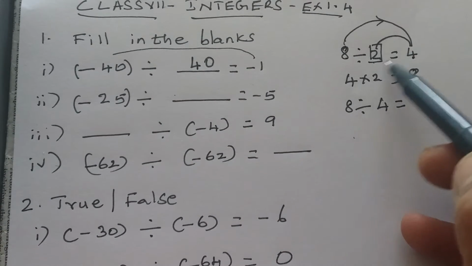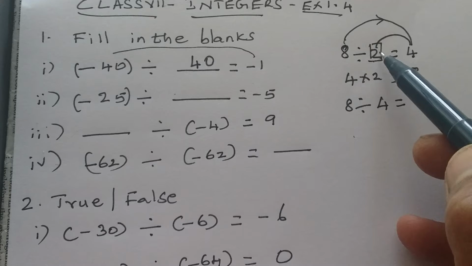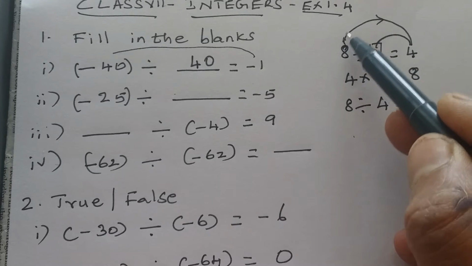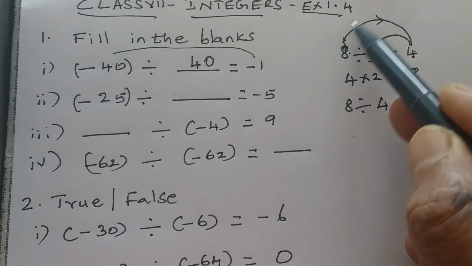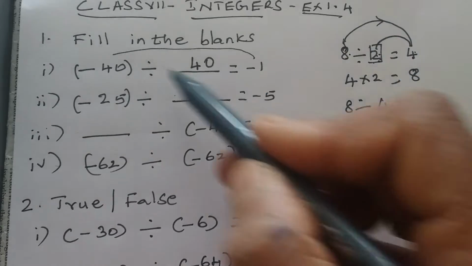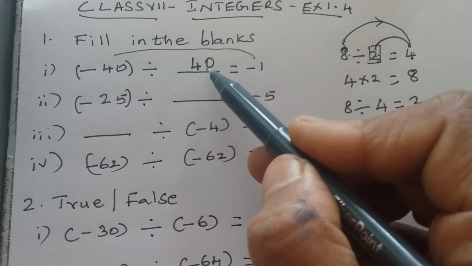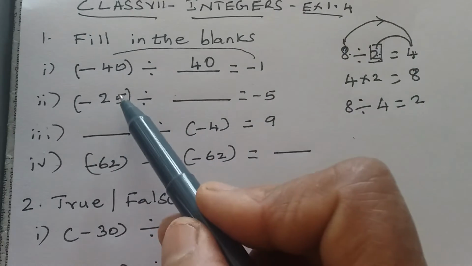Okay, so to get this middle number, the number by which you are dividing, you divide the dividend by the quotient. 8 divided by 4 is 2, and 4 into 2 is 8. So minus 40 divided by minus 1 is 40. Same concept in the second sum also.